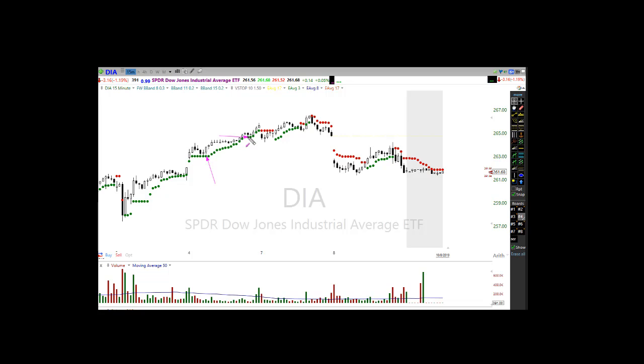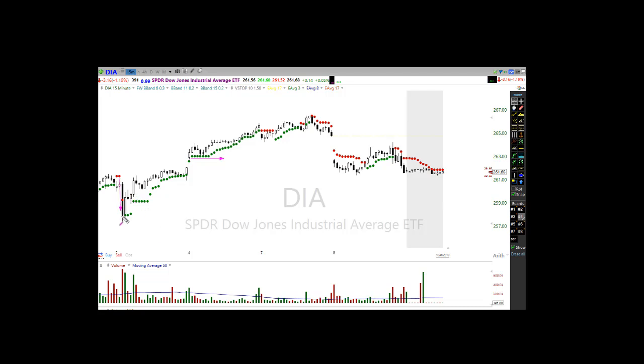Now, one of the reasons I like that entry there is because I take low risk on the trade. Buyers are stepping in, support is being shown to me. I can put my stop loss right underneath that level and then just follow it up. Okay. Now, what about this one over here?